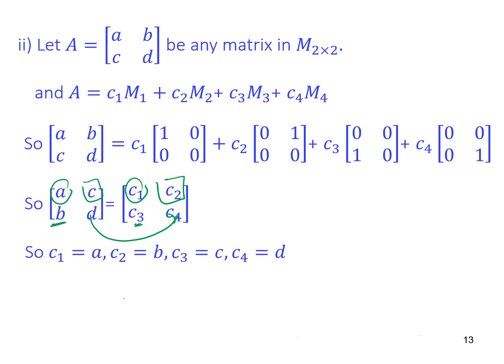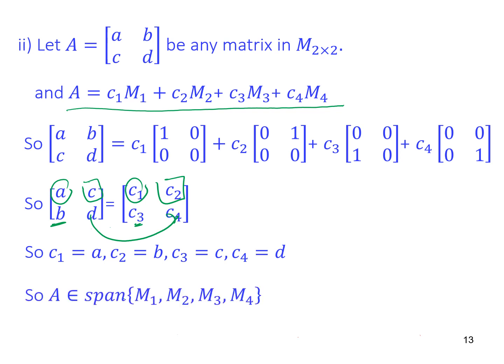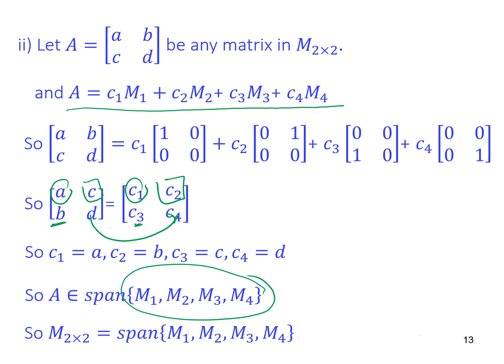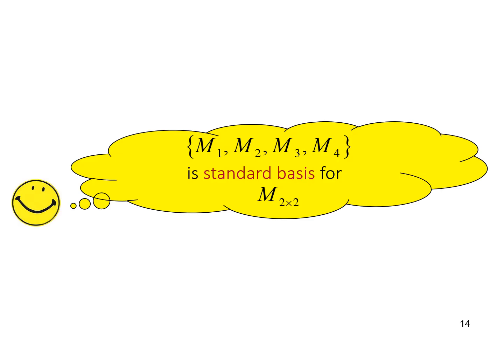That means we can find the values of scalars C1, C2, C3, and C4 such that A is a linear combination of matrices M1, M2, M3, and M4. That means A is in the span of the set M1, M2, M3, M4, and therefore these two sets are equal. And that completes the proof that the set S is a basis for the vector space of matrices of size 2 times 2. We have to note that the basis that we have shown for matrices of size 2 by 2 is regarded as the standard basis for this vector space.